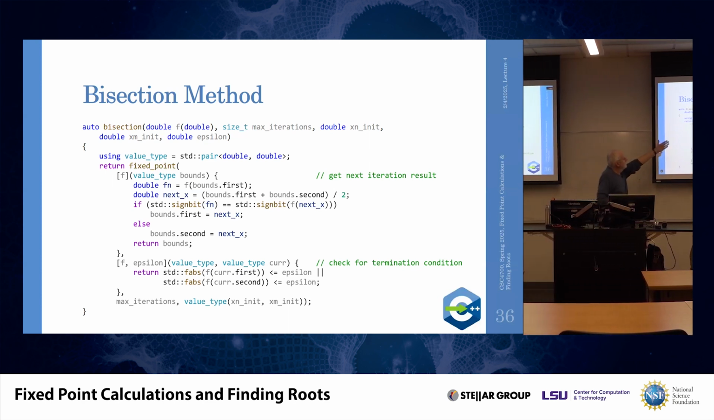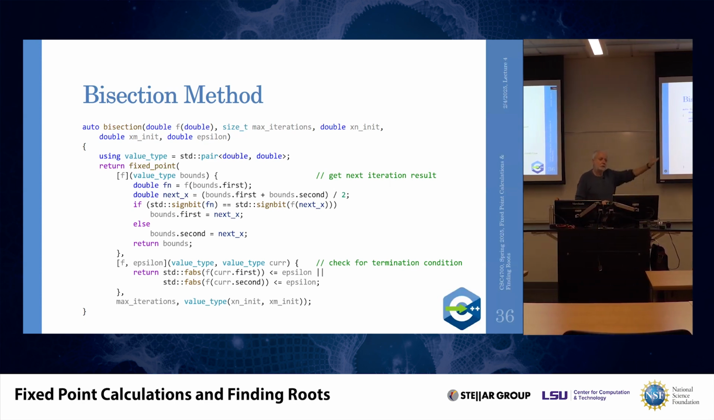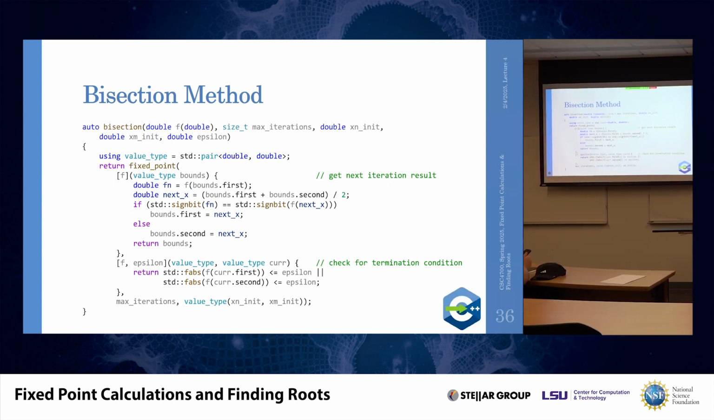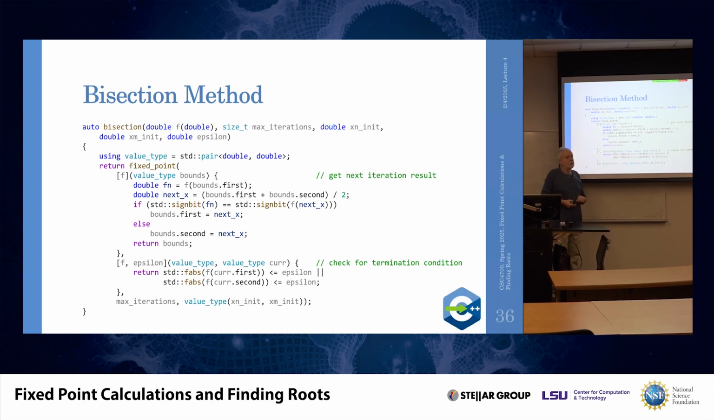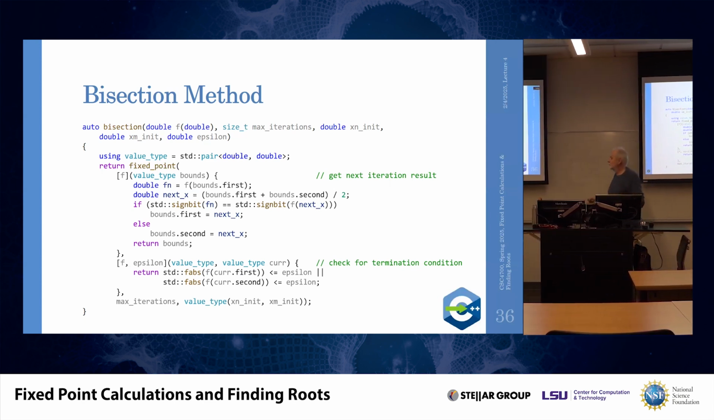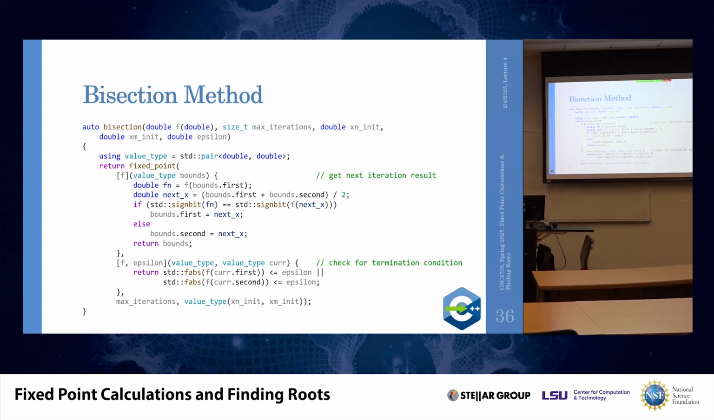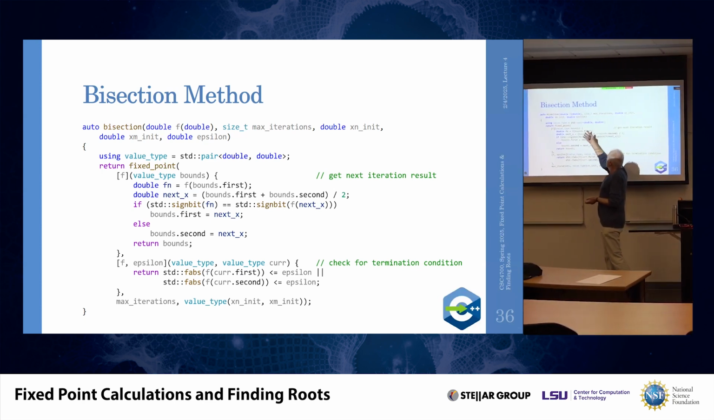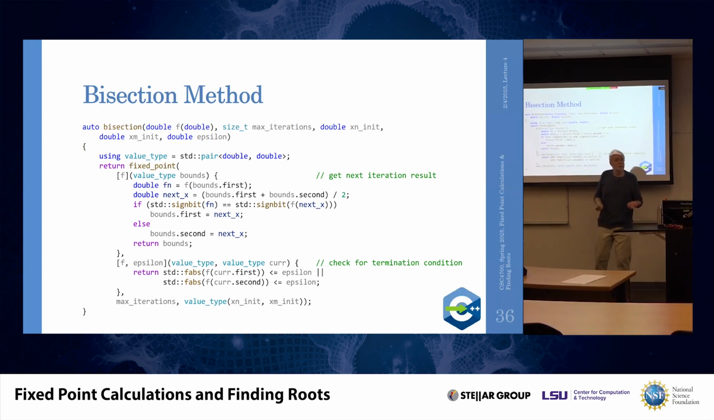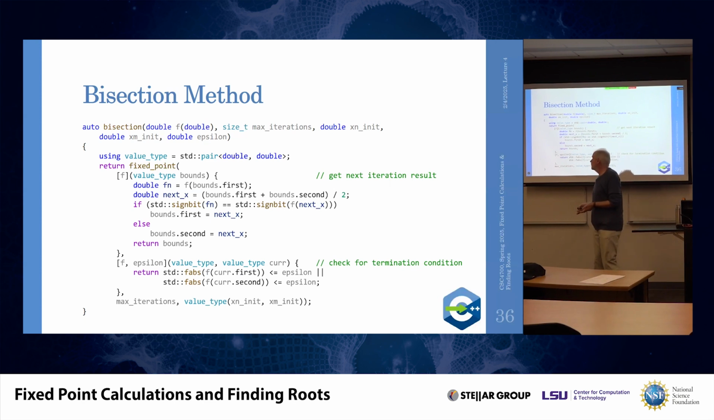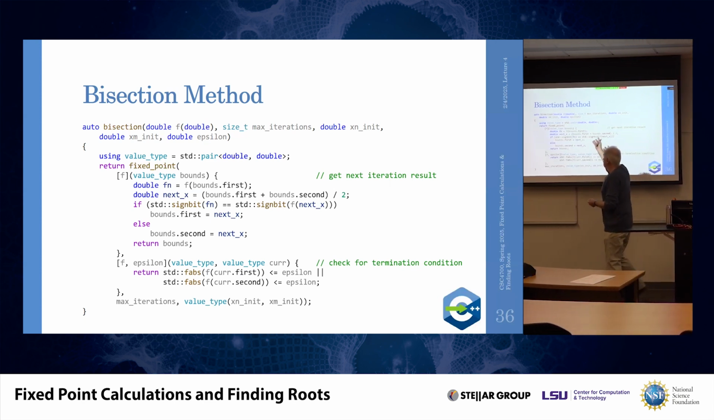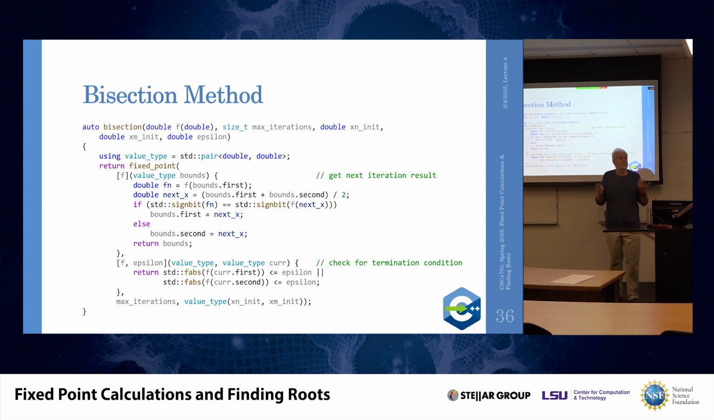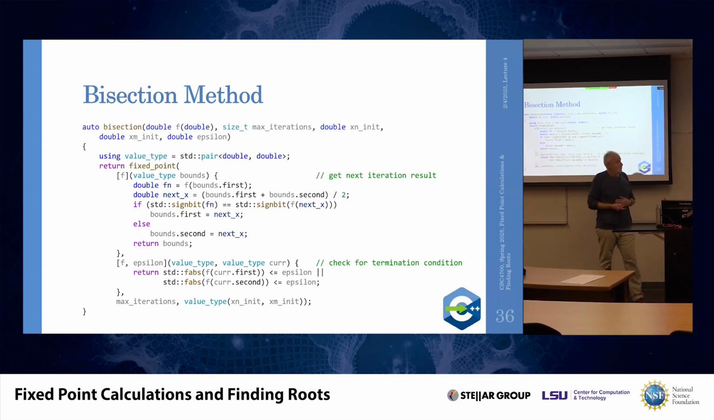All we say is: use my fixed point algorithm, which is defined somewhere else, use this as a reinitialization condition, and use this as a termination condition for my fixed point, and that's it. And I can use arbitrary types to customize it. It doesn't have to be a double or a 100-digit floating point type. It can be, in this case, a pair of doubles or anything else. Any questions so far? Okay.